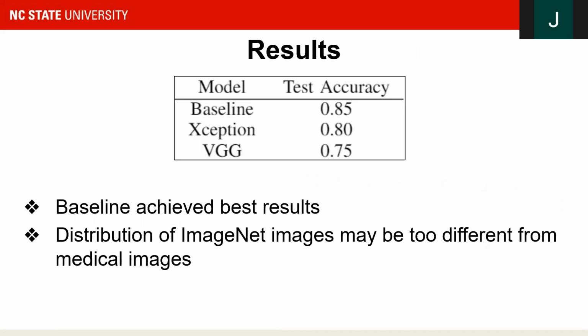Our baseline model, which was trained from scratch, actually achieved the best results in terms of accuracy on the test set, followed by Xception and then VGG. The reason that the transfer learning approach maybe did not work as well may be because the ImageNet dataset, which VGG and Xception were trained on, has a very different distribution of images compared to our medical images. And because of this, the features extracted by the pre-trained models may not be very meaningful for our dataset.